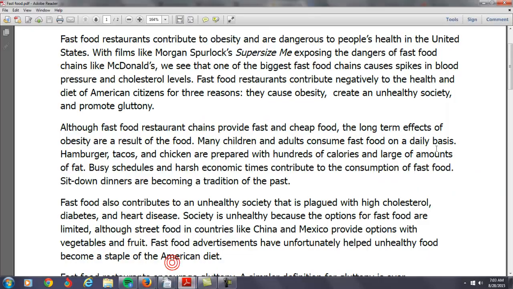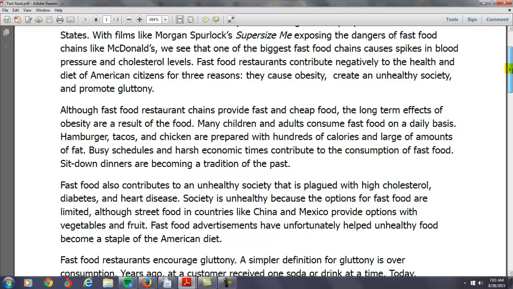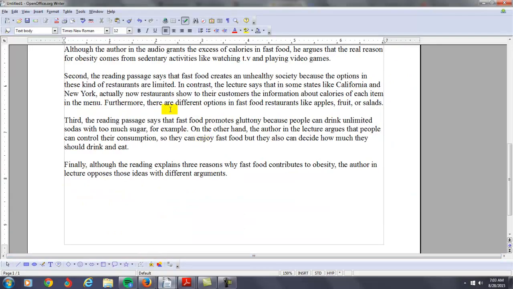So let's go to the reading passage and see what it says. Here it is. It's saying society is unhealthy because the options for fast food are limited. Although street food in countries like China and Mexico provide options with vegetables and fruit, right? So you didn't mention that. So if you had mentioned that, your comparison would have been more complete.